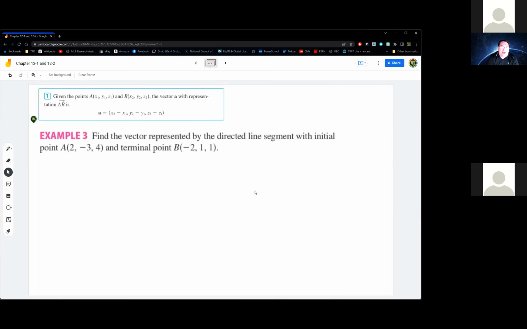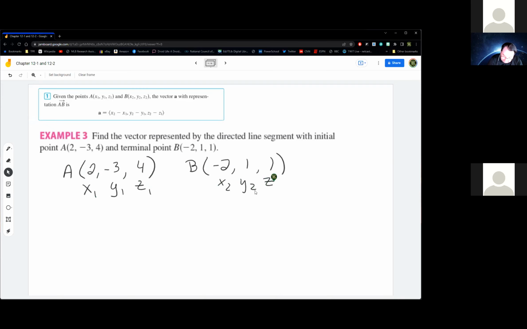So here's the problem. We've got our vector. Our initial point is 2, -3, 4, and my terminal point is -2, 1, 1, and that's B. So we're going to label my points: that's X1, Y1, Z1, X2, Y2, Z2. And we're going to subtract. So we've got -2 minus 2, we've got 1 minus -3, and we've got 1 minus 4. So I've got -4, 4, and -3. And that is my position vector.